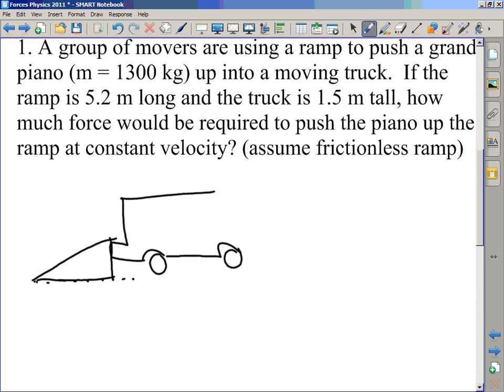And you're told the ramp is 5.2 meters long, and you're told the height is 1.5 meters. Now, okay. So already right off the bat, you're thinking, okay, with ramps, I need an angle, right? We don't have an angle. How am I going to get the angle? I don't want to use sine. Inverse sine. Excuse me, sine. I apologize. Sine of theta is opposite 1.5 over hypotenuse, 5.2.